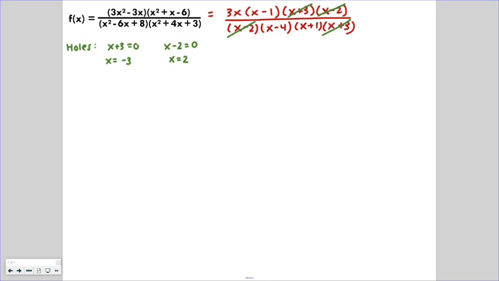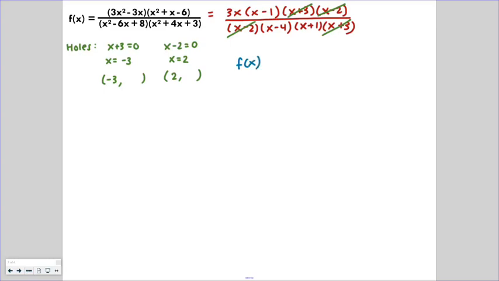So what we have to do is we actually have to express holes as ordered pairs. x equals negative 3, that doesn't work for a hole. We need a single point. So I need an x and a y value to express an ordered pair. So what we're going to do is take the x values we just found, and go back to our simplified function. And this is where it gets a little tricky.